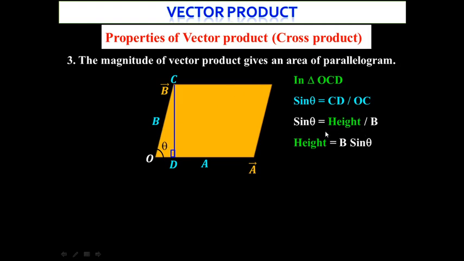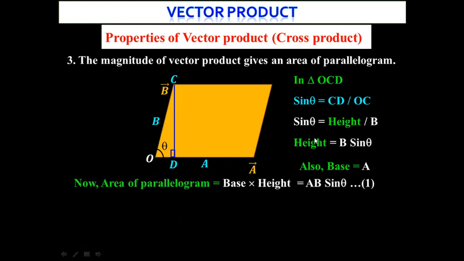So from here we can easily find the height: the height of the parallelogram would be B sine theta. And what is the base of the parallelogram? The base is along the direction of the A vector, and the magnitude of the base is A. So this is the base and this is the height. The formula for area of a parallelogram is base into height, and base is A and height is B sine theta. So the area of the parallelogram will be AB sine theta.